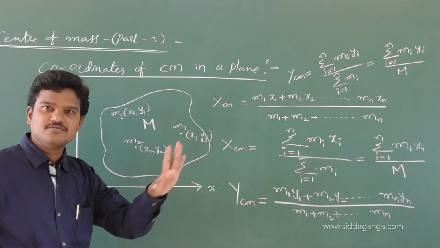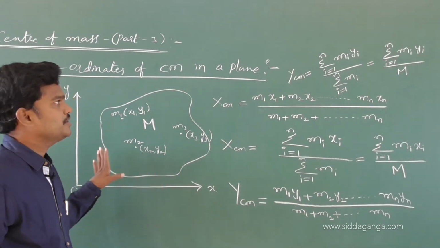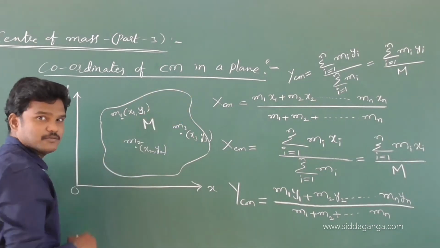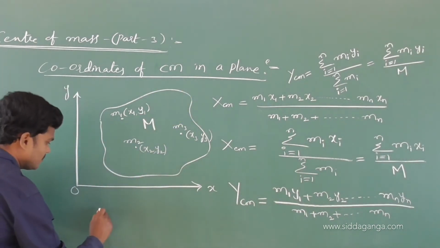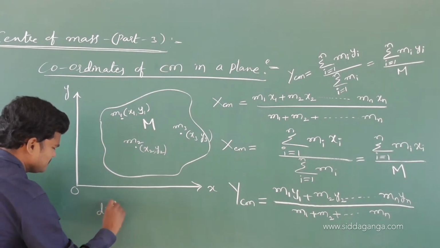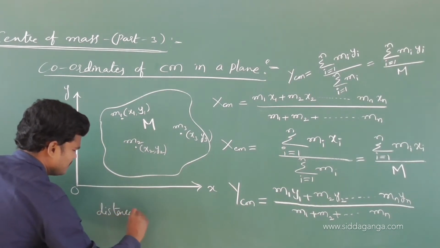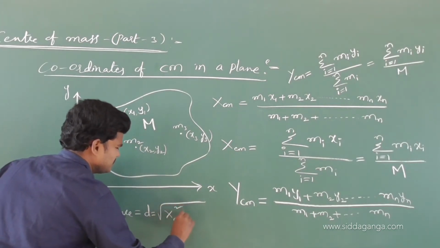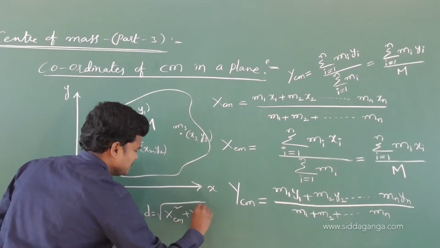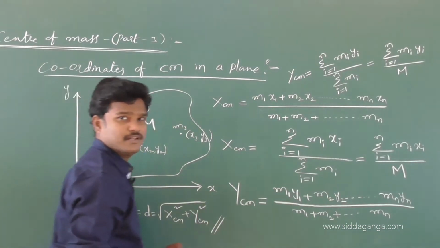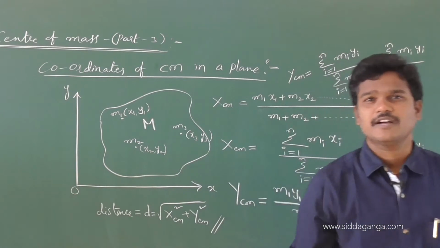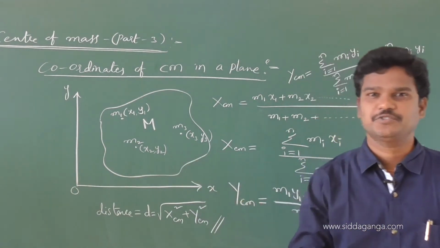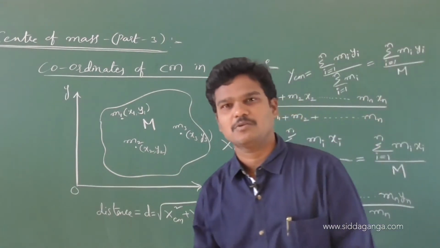And if they ask to find the distance of the center of mass of a rigid body, you can use the distance, we can write root of XCM square plus YCM square. So root of XCM square plus YCM square will give the distance of the center of mass of that given rigid body. Okay, don't worry, I will give you some basic problems again.